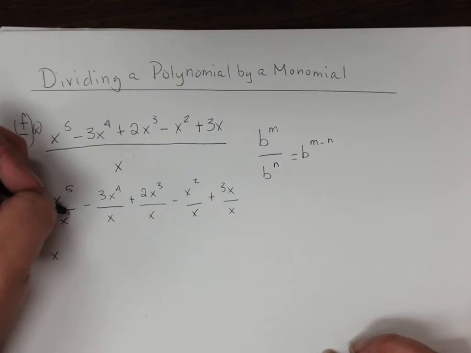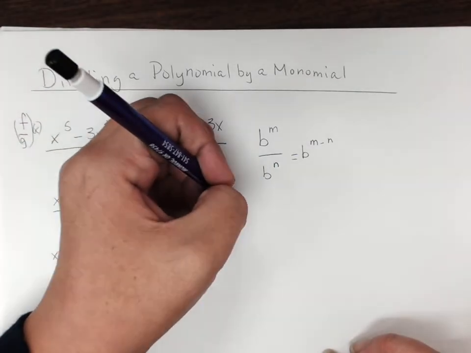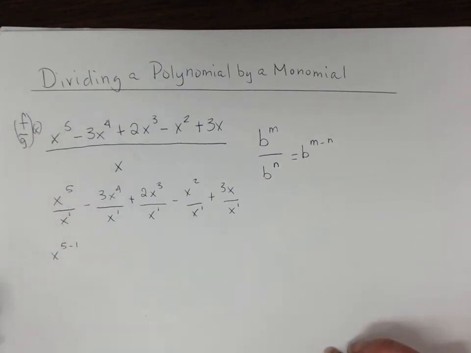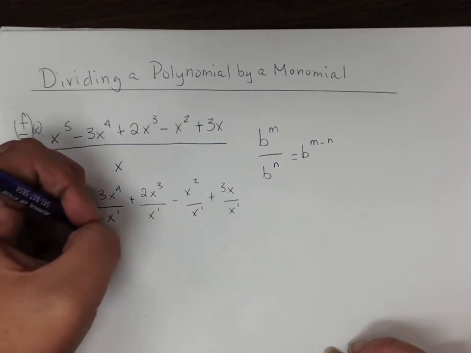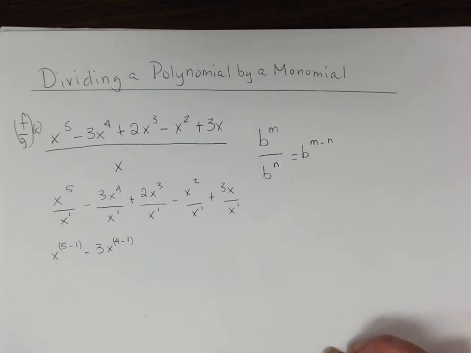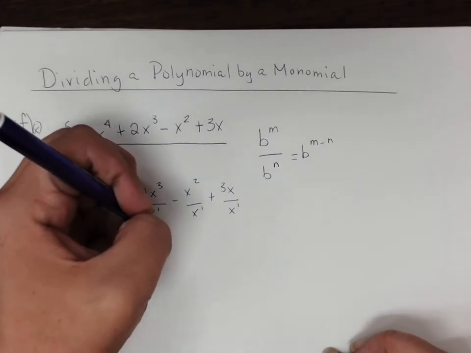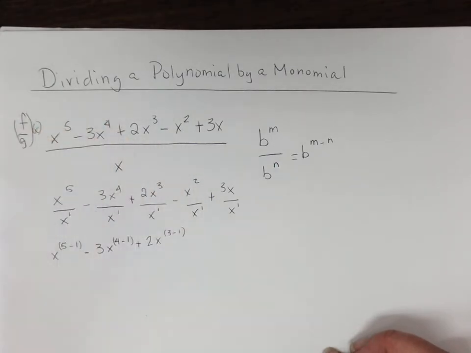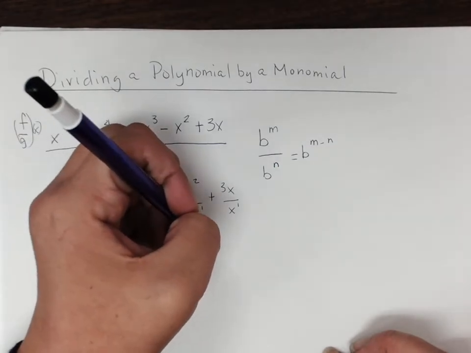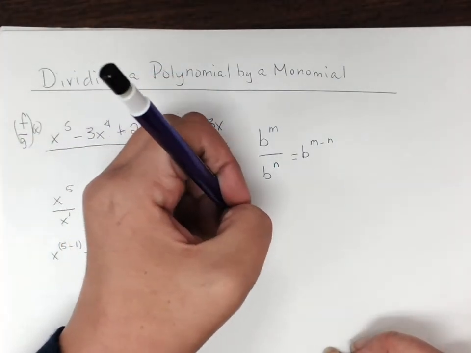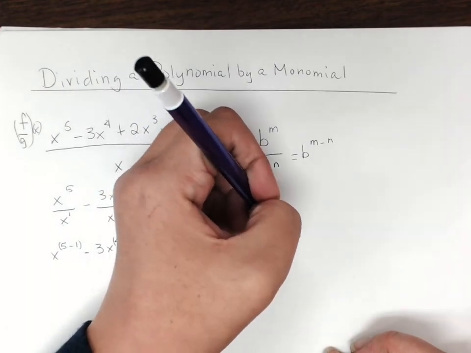Recall that anytime we have just x by itself, its exponent is 1. So I would have x to the 5th minus 1, minus 3x to the 4th minus 1, and just knowing that these are all in their own little operations, right? We're only subtracting those numbers that are with the exponent, plus 2x to the 3 minus 1, minus x squared minus 1, and recall that this last term again has the power of 1 on its exponent. So plus 3x to the 1 minus 1.